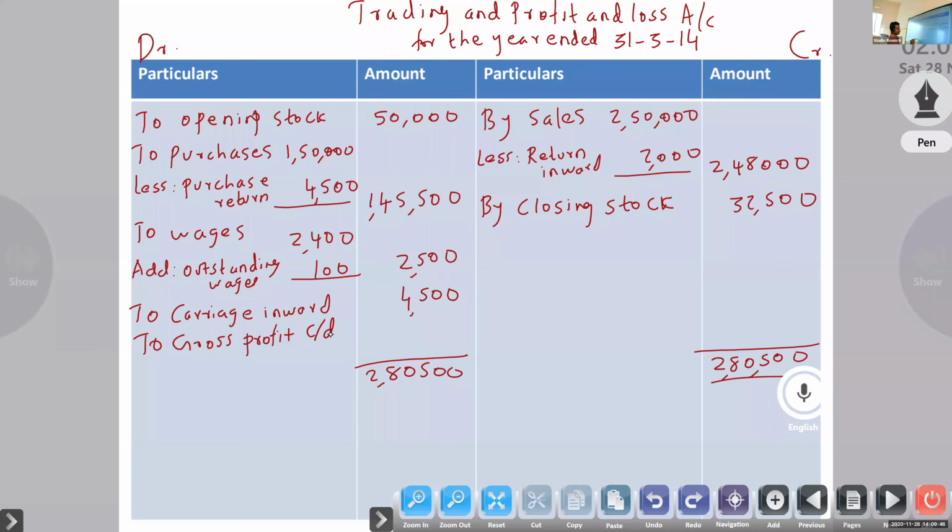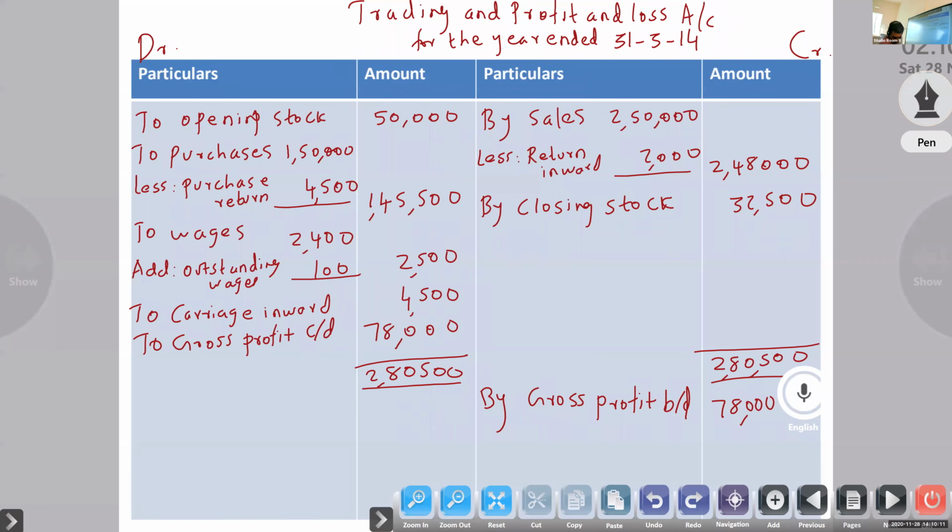So the difference amount is 78,000. Okay, by gross profit brought down 78,000. Next, profit and loss account.